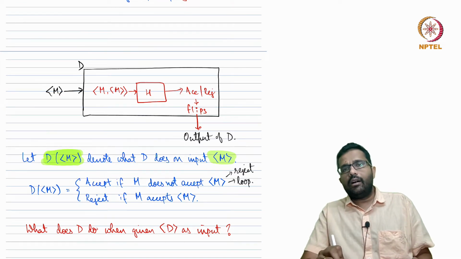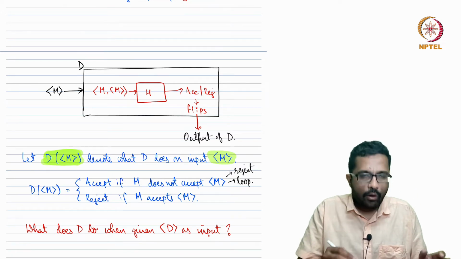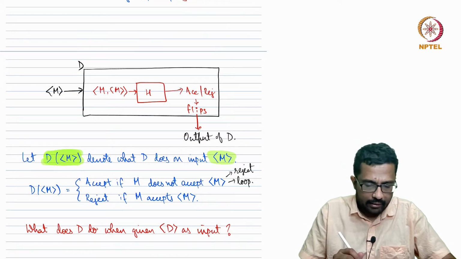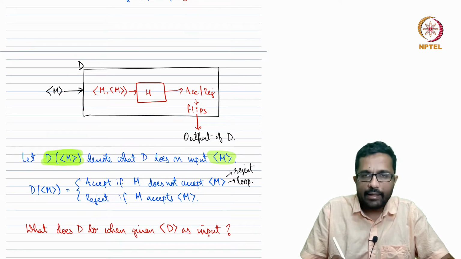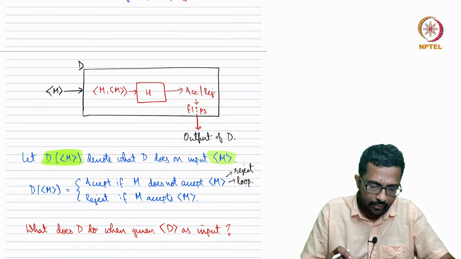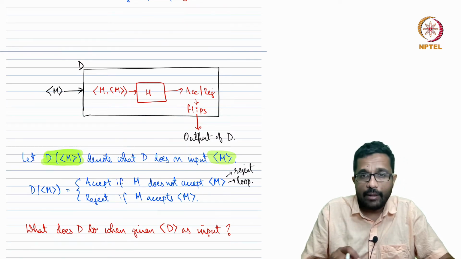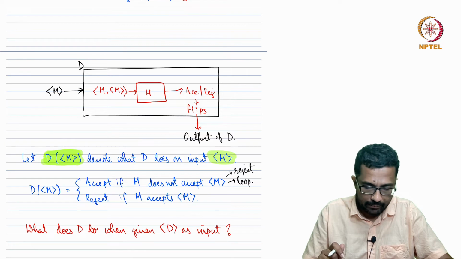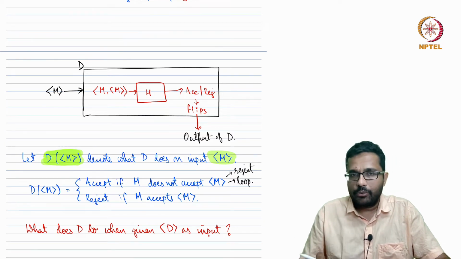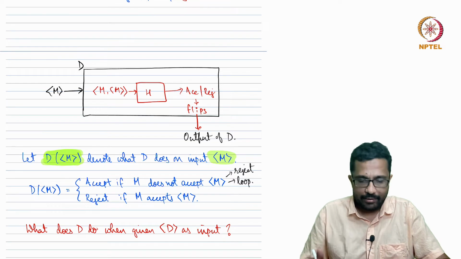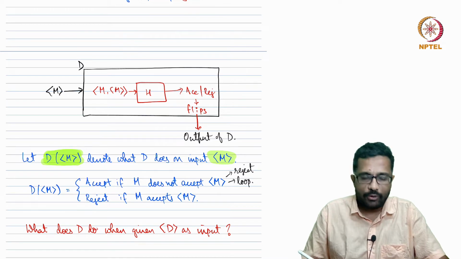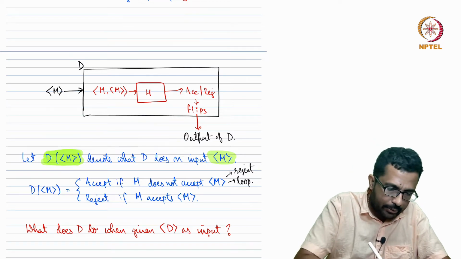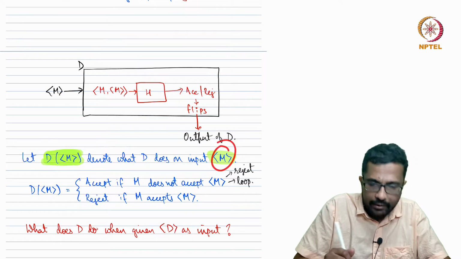So D of M is what D does on M. It is accept if M does not accept its own description as input, and reject if M accepts its own description as input. Again, so far so good. Now where do we get the contradiction? The contradiction comes when D is given its own description as input. So in place of M here, we give D.